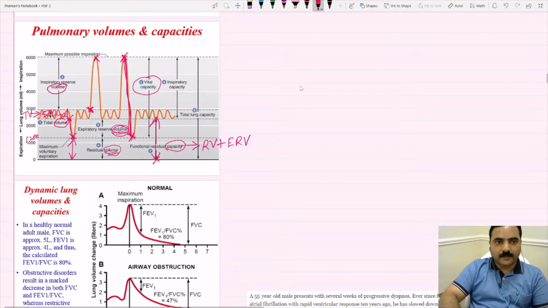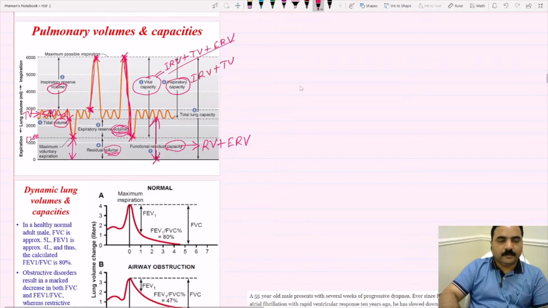After the tidal inspiration, the volume of air that can be inspired in forcefully is called the inspiratory reserve volume. So vital capacity equals inspiratory reserve volume plus tidal volume plus expiratory reserve volume. All these three sum is called the vital capacity. Now another thing is the inspiratory capacity. Inspiratory capacity is the inspiratory reserve volume plus tidal volume.